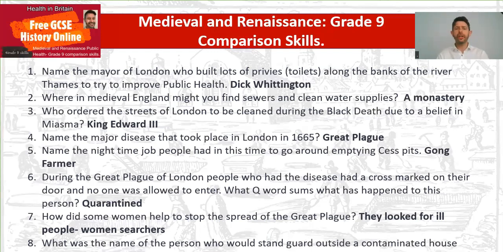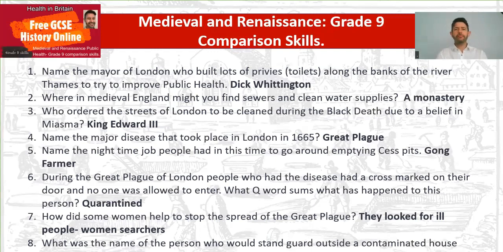Name the major disease that took place in London in 1665. Of course, the Great Plague. Moving into Renaissance time, there's lots of things going on to improve public health there, as you'll see in the other questions. What was the nighttime job? Going around emptying the cesspit. If you had a toilet, you'd have a pit underneath it. So underneath the privy would be a cesspit, and a gong farmer would go around emptying those cesspits.